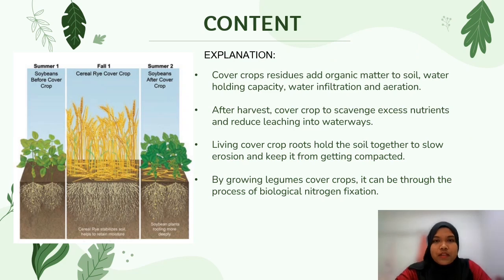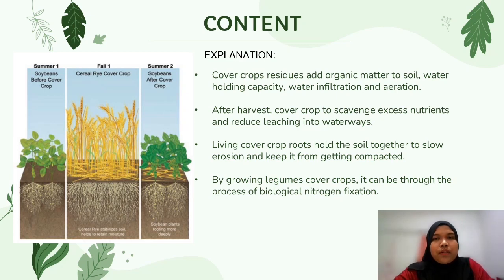Next, explanation. Cover crop residues add organic matter to soil, and improve water holding capacity, water infiltration, and aeration. After harvest, follow with a grass cover crop to scavenge excess nutrients and reduce leaching into waterways. Leafy cover crop roots hold the soil together to slow erosion and keep it from getting compacted.